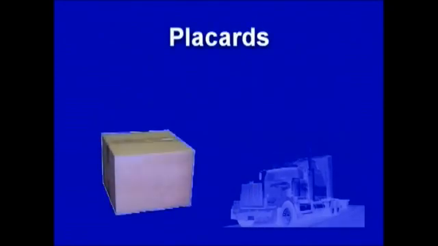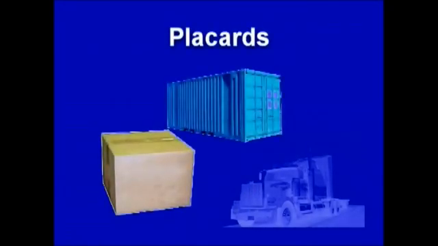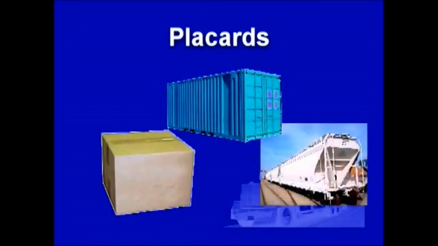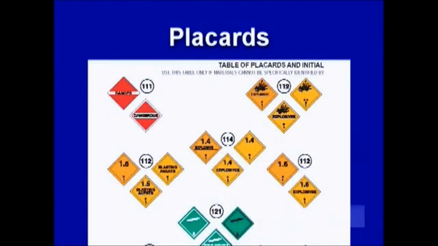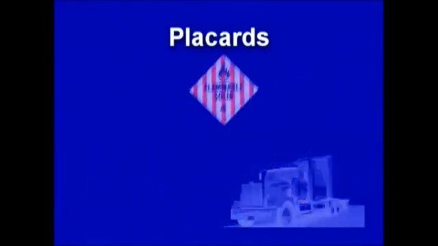Placards. Placards are placed on bulk packagings, freight containers, transport vehicles, and rail cars to alert the public of the potential dangers of the product being transported and to guide emergency responders in the event of an accident or accidental release. Placards must clearly communicate the hazard of the material being transported. This is crucial in an emergency situation. Therefore, the required placards must have no visual competition.